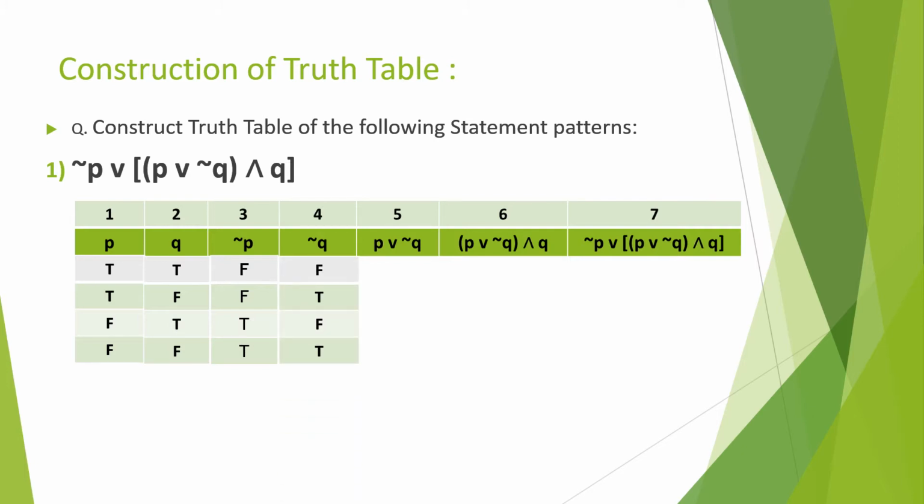Now to construct the truth column of P or negation Q, we have to consider the column of P and the column of negation Q. That is column number 1 and column number 4. Now the rule for disjunction is, if one of the statements is true, it is true. So considering first and fourth column, in the first one we have T, in the second one also both are T, in the third one both are F, so that's why it is F, and the last one is T, so that's why it is T. So the column contains TTFT.